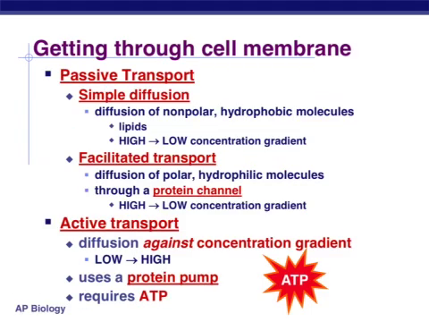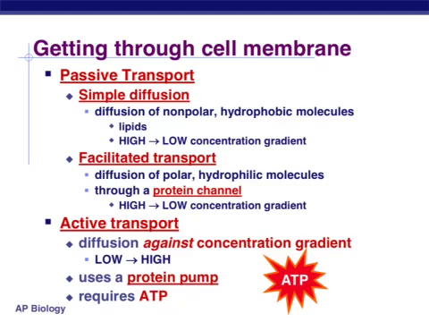So let's go over it again. So there are two kinds of passive transport, simple and facilitated. Simple diffusion is just a diffusion from high concentration to low concentration of nonpolar hydrophobic molecules, like lipids. Facilitated diffusion is still passive, but it's a diffusion of polar hydrophilic molecules, and they're going to do so through a protein channel, but they're still going from high to low concentration.